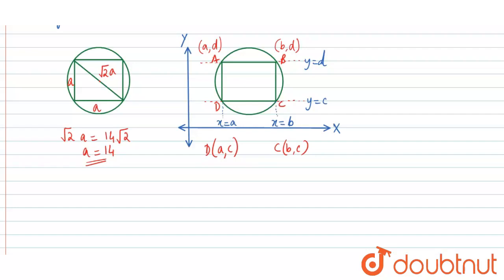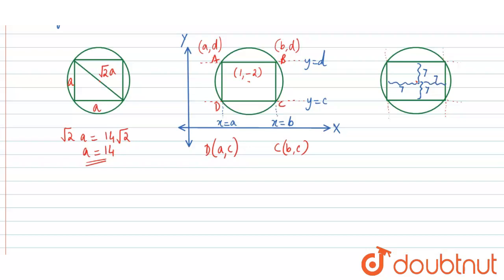Let's mark the center of the circle here that we have found out to be 1, minus 2. Now I've redrawn this circle and square separately here. So we see here center is this point. Now we know that the side of the square is a, that is 14. So that means from the center till the top will be 7, till the bottom also 7, to the left side 7, and to the right side also 7.